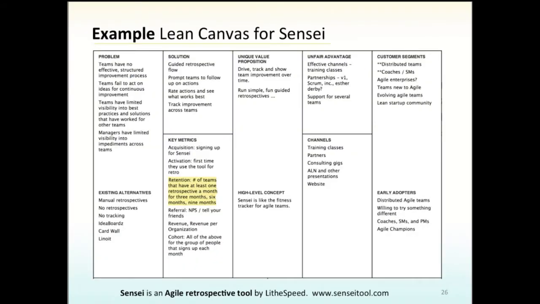This is actually an example lean canvas from the tool that we built called Sensei. It's a retrospective tool out there, free for you guys to try it. SenseiTool.com, by the way, if you'd like to. It just gives you an example of what we're walking through here. And again, I'll skip this for the moment because Casey's got a richer, better one with a bigger product.